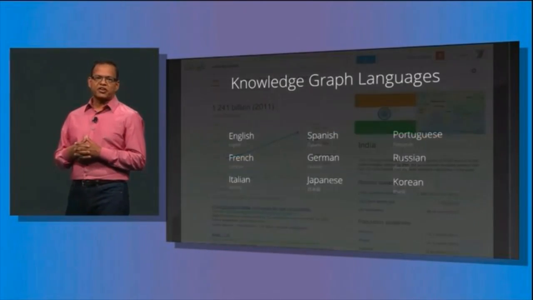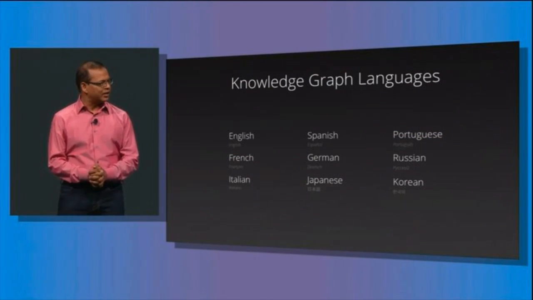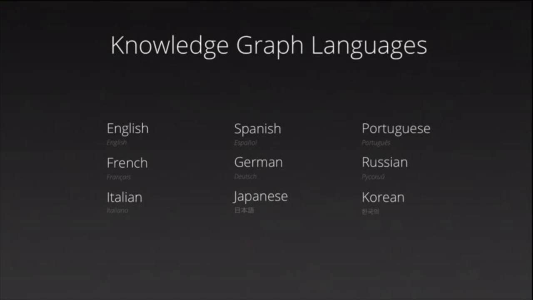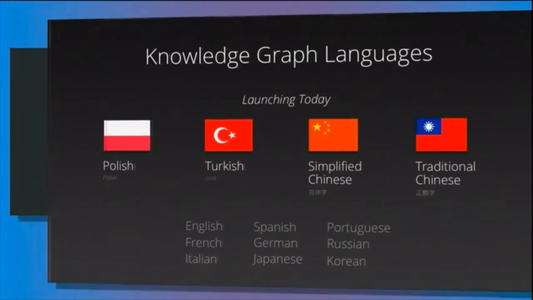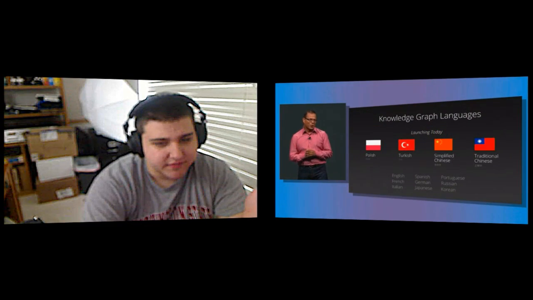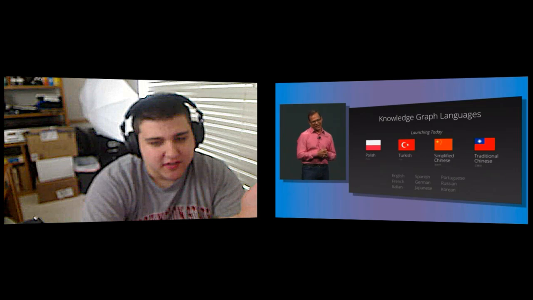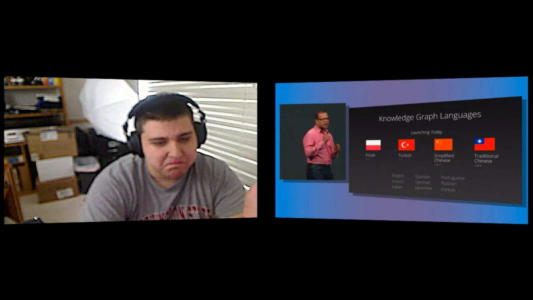Now, we have launched Knowledge Graph in English and 8 other languages, and today we are adding Polish. Yes, my friends. Turkish, simplified Chinese, and traditional Chinese as new languages for the Knowledge Graph. And while we are incredibly excited about our progress here, we're just getting started. And we know we can do a whole lot better.